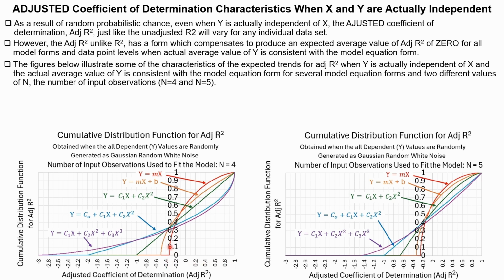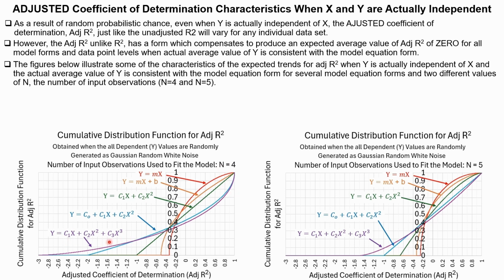And for this case, the slope or the derivative of the cumulative distribution function for the red curve is steepest in this region, and therefore when x and y are totally independent of each other, one would expect more adjusted r-squared values in this region. And for the example model equation form shown in purple, when n is not much larger than p, n being 4, p being 3, the steepness of the cumulative distribution function increases as it approaches 1, so an adjusted r-squared value close to 1 is most likely to be expected.